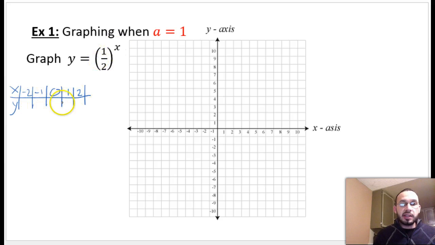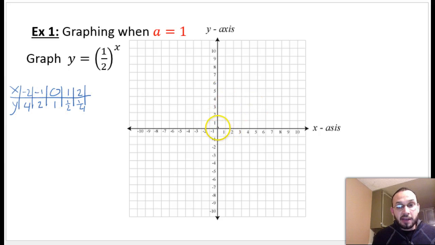If we begin with 0, anything to the 0 power is 1. To the first power, we get 1/2. To the second power, we get 1/4. If we flip this around, we get 2, and then we get 4.